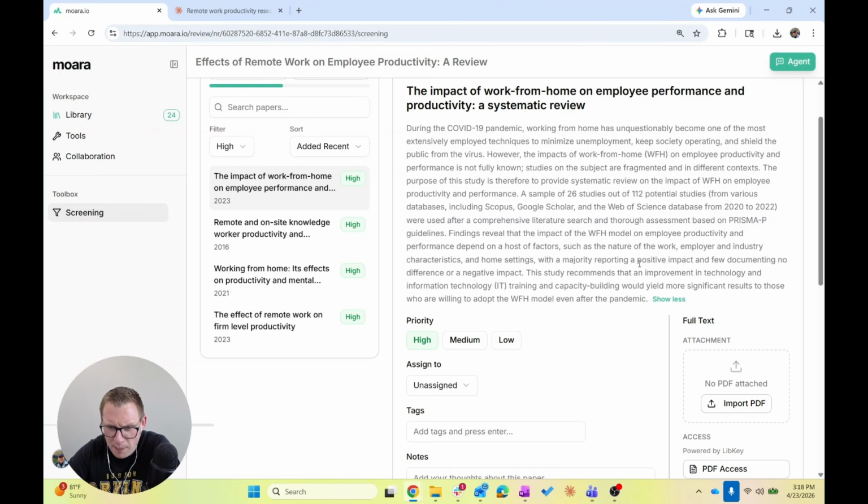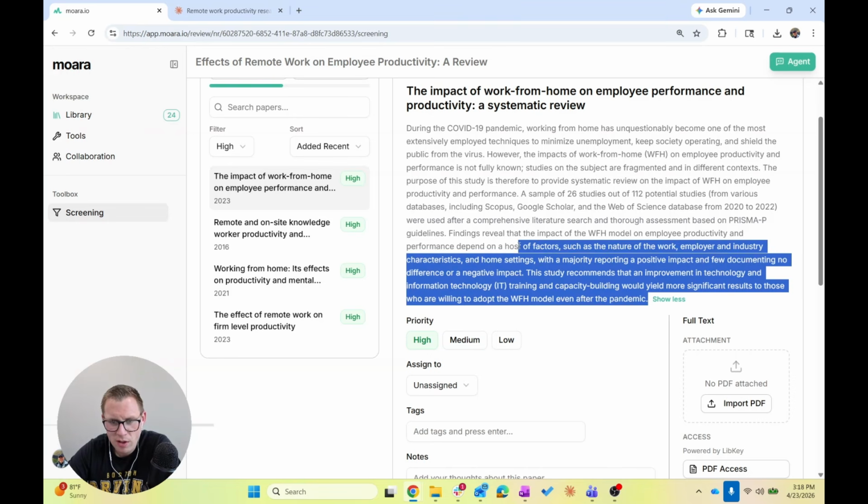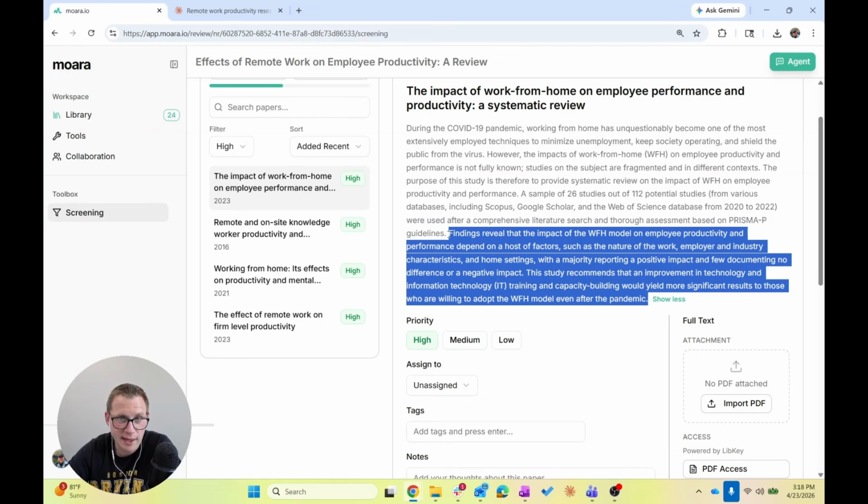Majority reporting a positive impact and few documenting no difference or a negative impact. This study recommends that an improvement in technology and information technology training and capacity building would yield more who are willing to do. Okay, so one thing I'm going to do is reread that, that's for sure. Because this contradicts, as far as I could tell from that first reading, I'm just doing this on the fly, contradicts everything we've heard so far.